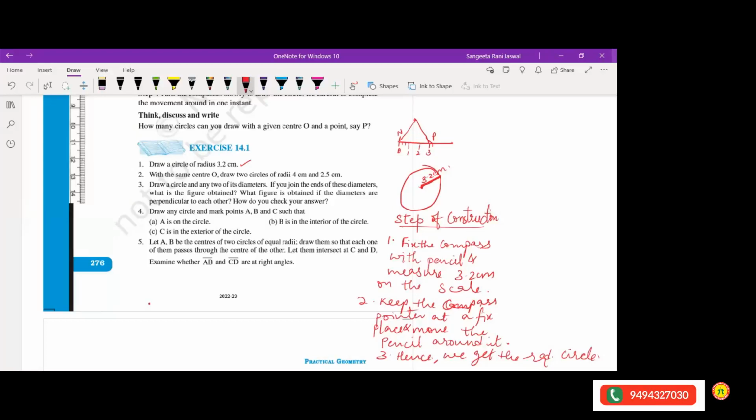Measure 4 centimeters and make a 4 centimeter circle. Then make another circle with the same center of 2.5 centimeters. Do it. And then write the steps of construction for both. Do it everyone, and you will be showing me on the screen.